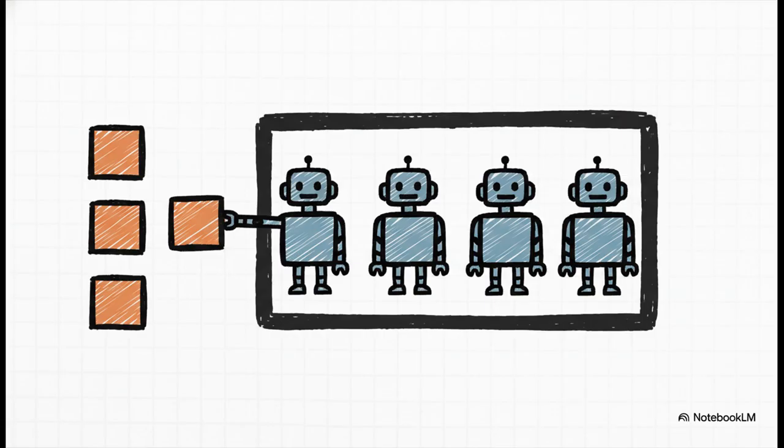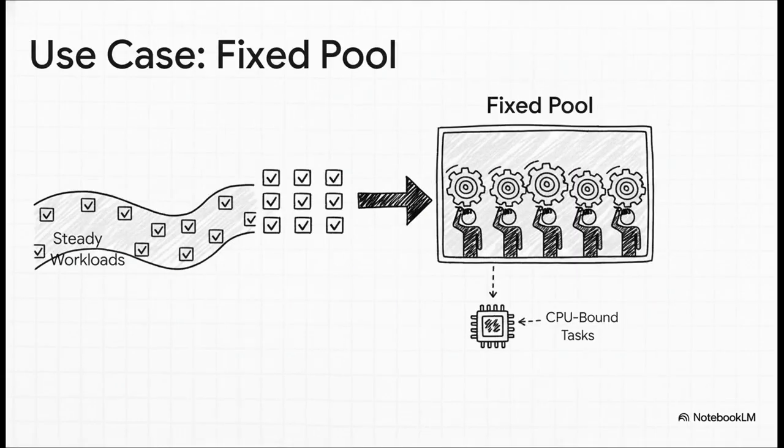First up, we've got the workhorse of the bunch, the fixed thread pool. It does exactly what it says on the tin. You tell it you want, say, 10 threads, and that's what you get. No more, no less. What's great about this one is that it's super predictable. If all your threads are busy working, any new tasks that come in just line up in a queue and wait their turn.